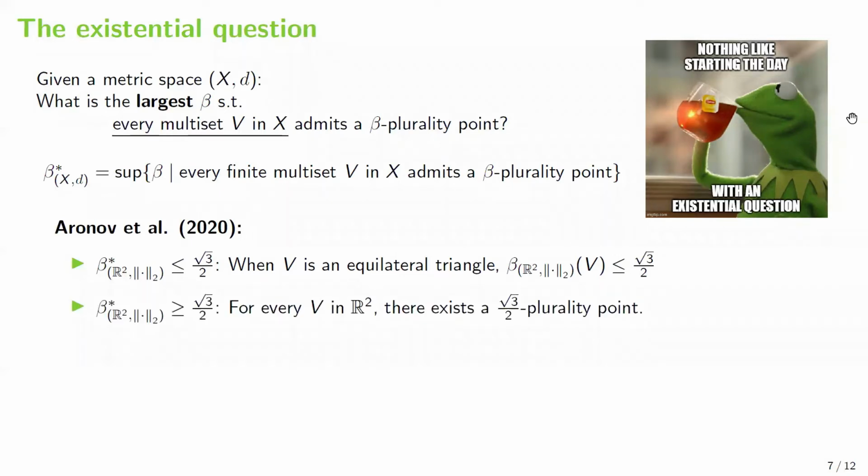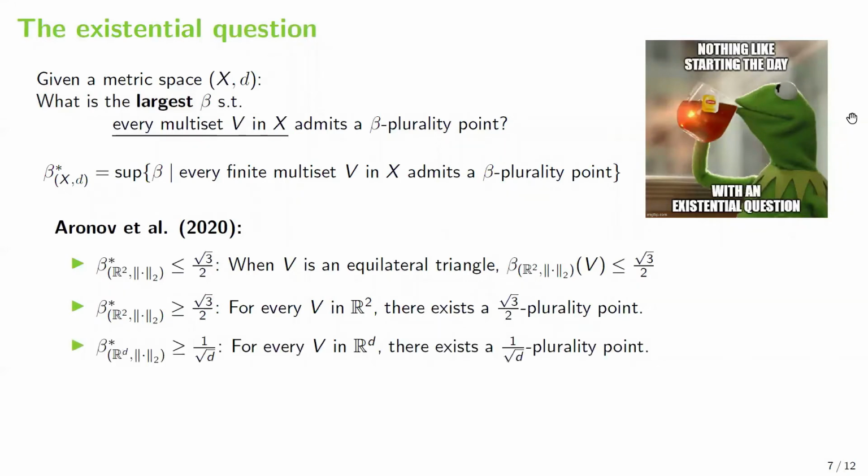On the other hand, they also showed that for any set of voters in the Euclidean plane, there exists a square root 3 over 2 plurality point, which means that this is also the lower bound, and we get that beta star of the Euclidean plane is exactly square root 3 over 2. For the case of higher dimension Euclidean space, they showed a lower bound of 1 over square root d. So for every set of voters V in R^d, there exists a 1 over square root d plurality point.